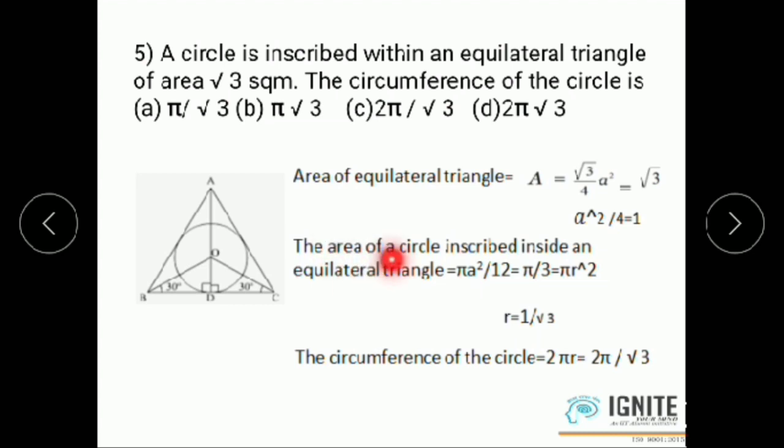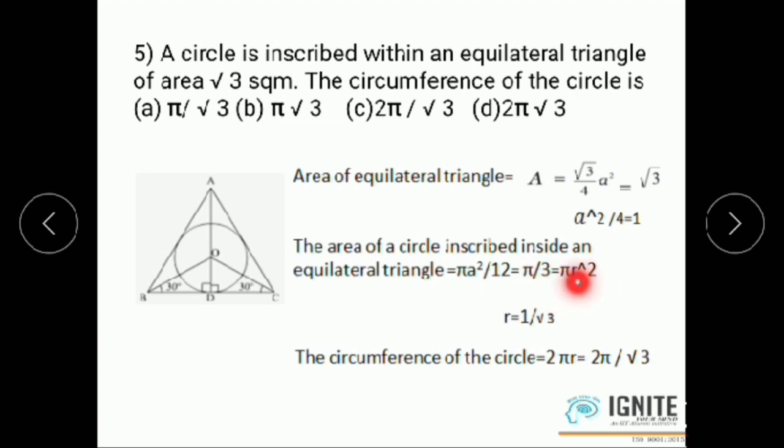Also, the area of a circle inscribed inside an equilateral triangle is pi a square by 12. Here a square by 4 equals 1. Therefore, pi a square by 12 can be written as pi by 3, because a square by 4 is 1, which is equal to pi by 3.